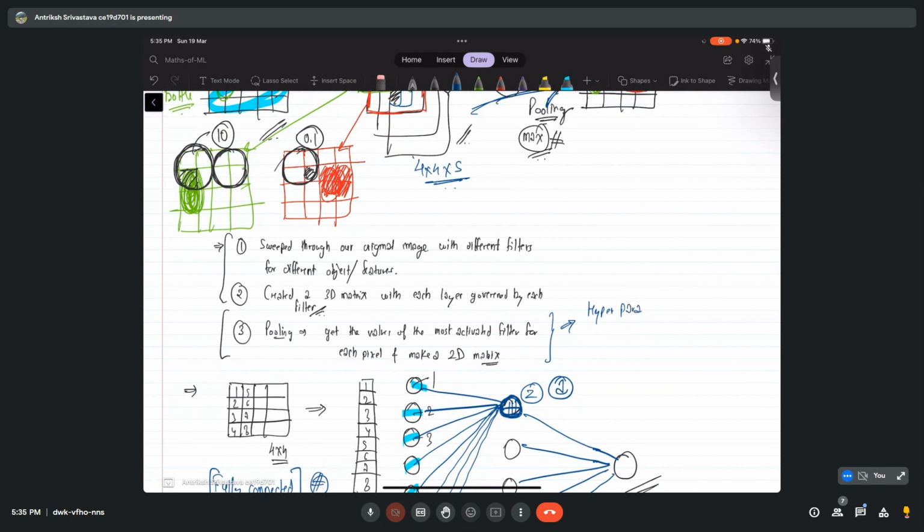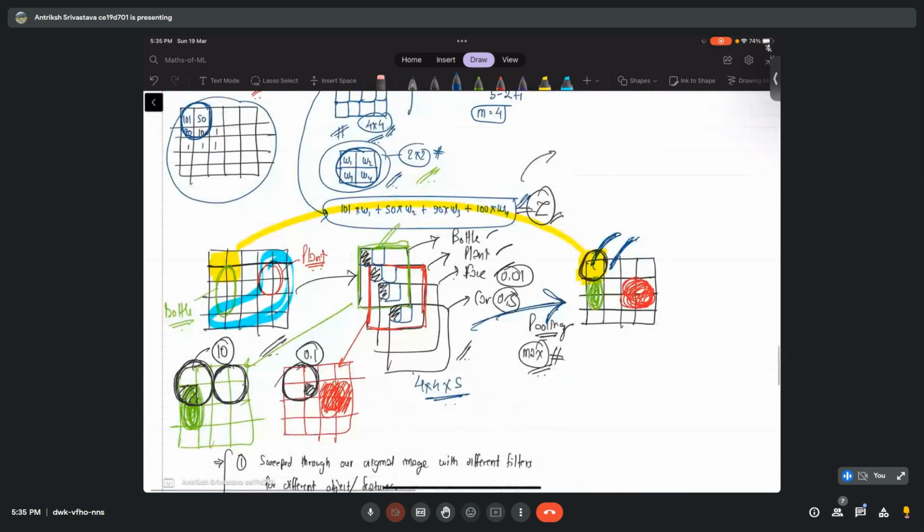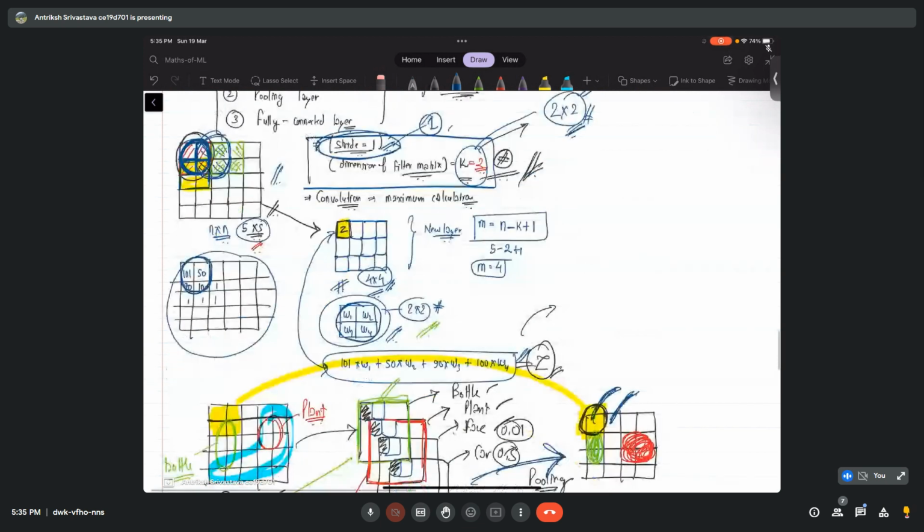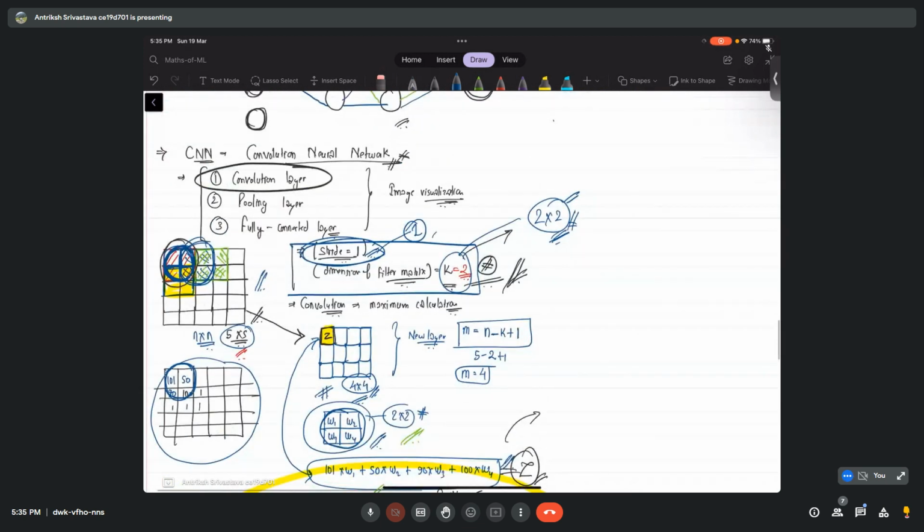What are hyperparameters? Hyperparameters are something that we don't calibrate. Like here, this 2 into 2 matrix we decided, and the stride of 1 we decided. We can change these things and train our model, but when we are training our model, these things will not change. Only these weights will change. So the things that we manually give as input and based on which we train our model, those are the hyperparameters.